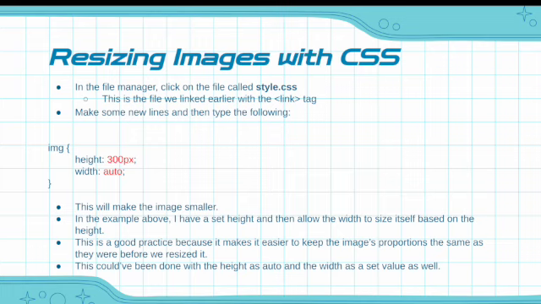This will make the image smaller. In the example above, I have a set height, 300 pixels, and then I allow the width to size itself based on the height using auto. This is a good practice because it makes it easier to keep the image's proportions the same as they were before we changed the height. This also could have been done with the height as auto and the width as a set value.